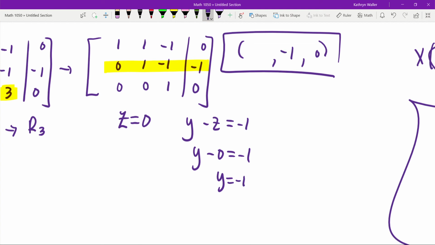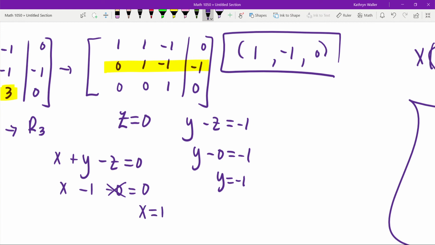Go to the top. X plus y minus z equals 0. I'm trying to find x. So that means x minus 1 minus 0 equals 0. The minus 0 wasn't even necessary. Pull your 1 over, it becomes a positive. You get x equals 1, and you're done.